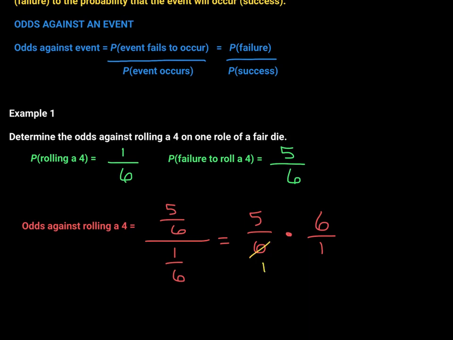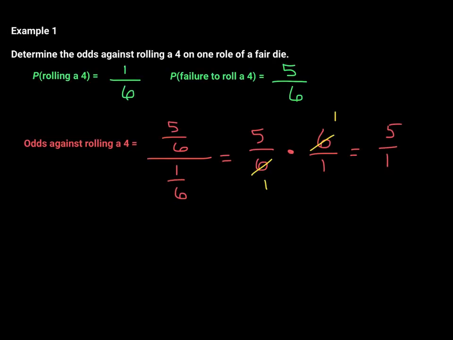So 6 goes into itself once, and 6 divided by 6 is 1 as well. And so now I multiply straight across. So 5 times 1 is 5 over 1 times 1, which is just 5. So this is the ratio. And there are different ways of writing this ratio or even saying it. We can write it as, and this is common right here, 5 to 1 with a colon like that, and it's read as 5 to 1. So therefore, the odds against rolling a 4 are 5 to 1. Those are the odds against rolling a 4.